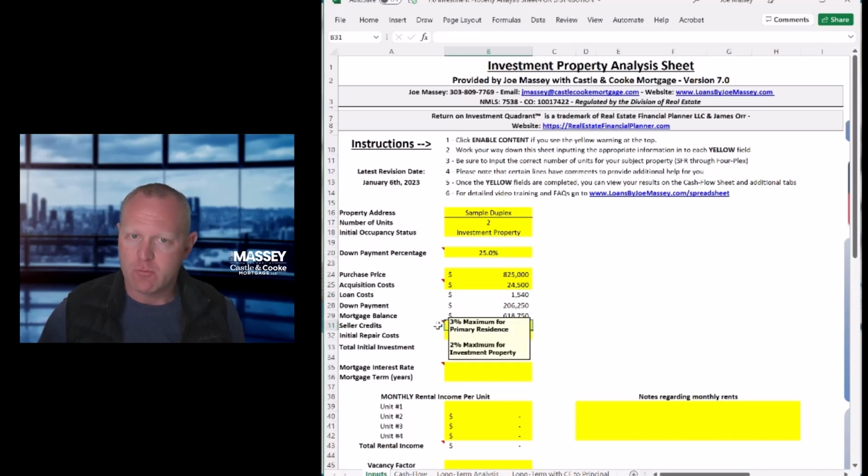And then you want to factor in any seller credits. So generally, if you're putting 5% down on a single family home or primary residence rather, you can have a maximum of 3% seller concessions. Or in this case, this was an investment property, so they're able to get a maximum of 2% seller concessions. And it's a percentage of that total purchase price.